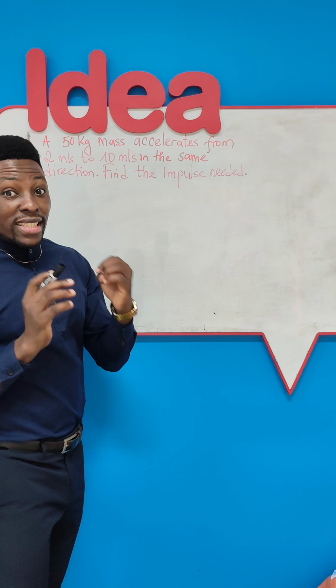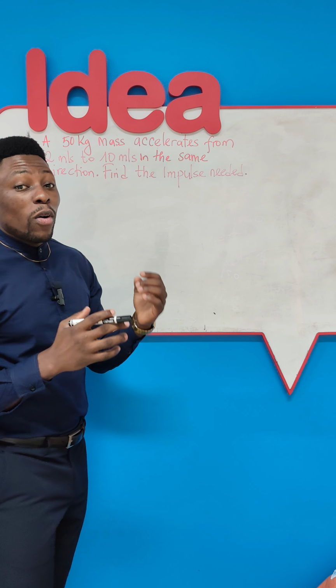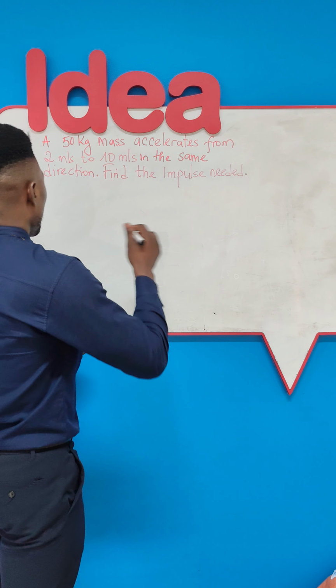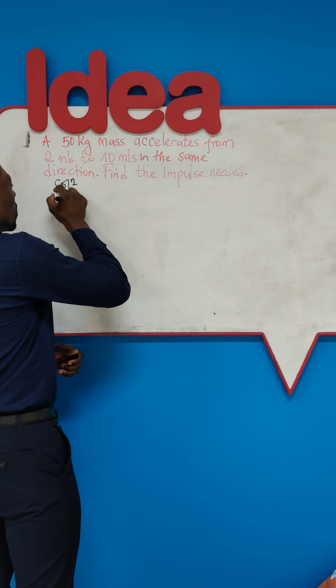A 50 kg mass accelerates from 2 meters per second to 10 meters per second in the same direction. Find the impulse needed to give it this acceleration. Follow me, dear friends. Solution.